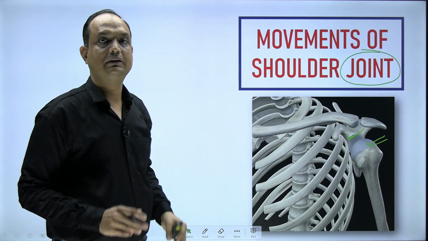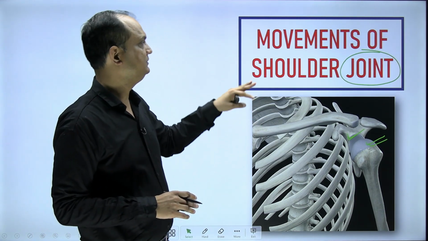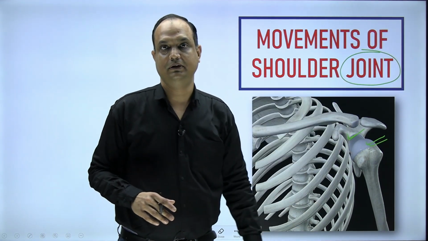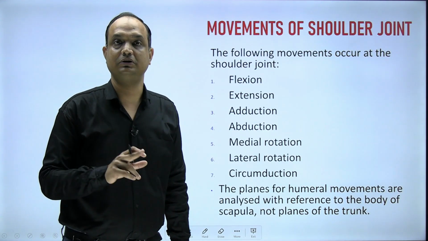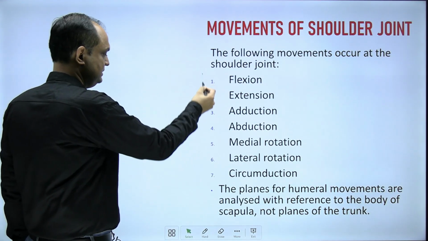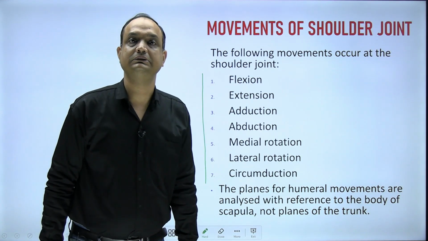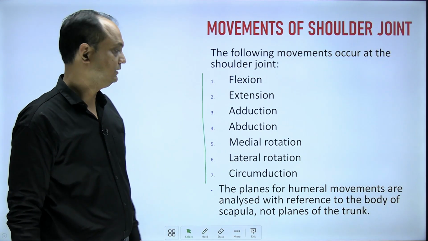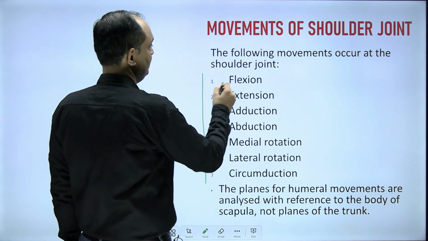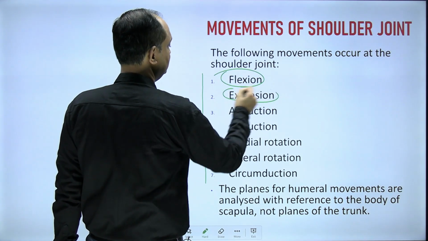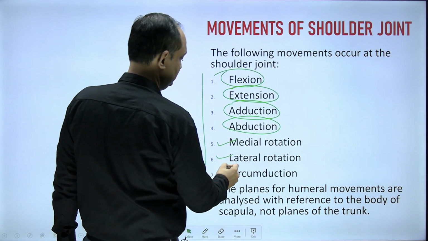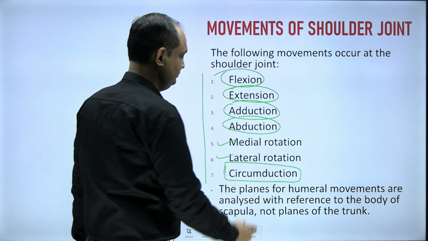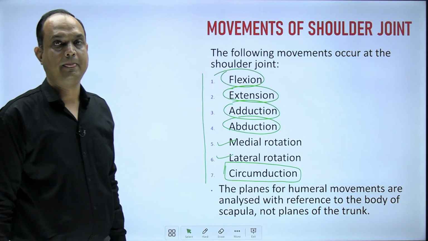So the movements at the girdle are different and the movements occurring at the joint are different. So what are the movements taking place at the shoulder joint? These are the 7 varieties that occur at the shoulder joint. These are your flexion, extension, adduction and abduction, medial and lateral rotation, and the combination of these movements is known as circumduction.